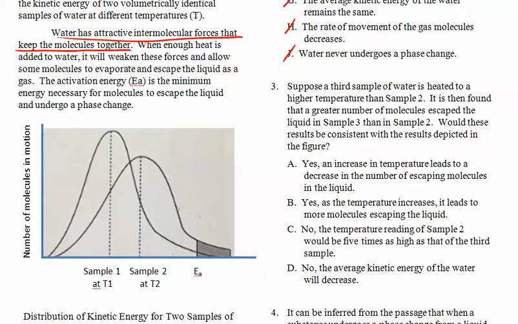Number 3. Suppose a third sample of water is heated to a higher temperature. It is then found that a greater amount of molecules escape the liquid in sample 3 than sample 2. Would this result be consistent with the results depicted in the figure? Yes, because of this higher energy here than the little energy below it. So it's yes. Get rid of the no's. Don't even deal with them. It's very typical: yes, yes, no, no; agree, agree, disagree, disagree, that sort of thing.